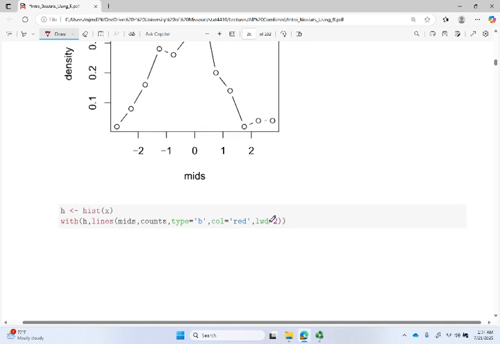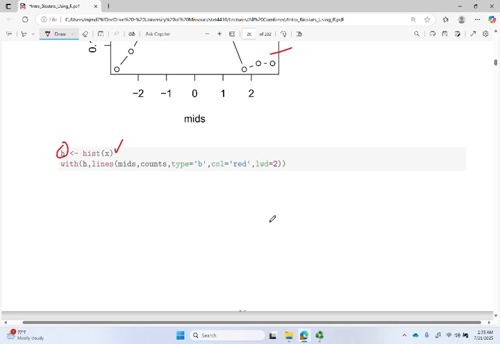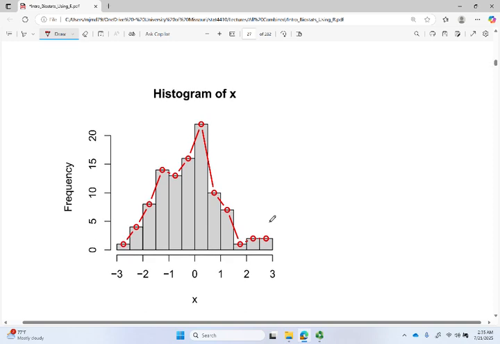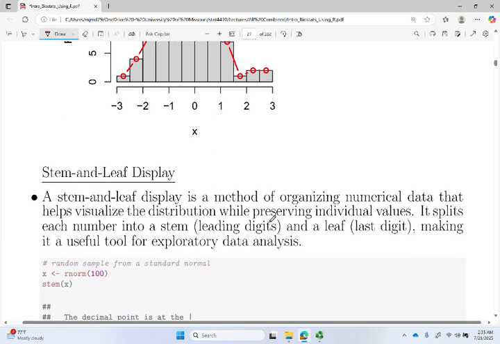Now, what if we wanted to plot the histogram and then this frequency polygon on top of it? So we just say histogram X, and since we didn't say plot false, it creates a plot, but also stores everything in H. So now with H, we can create these lines that fit over the top of it. Cool.